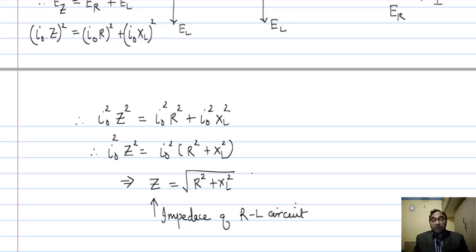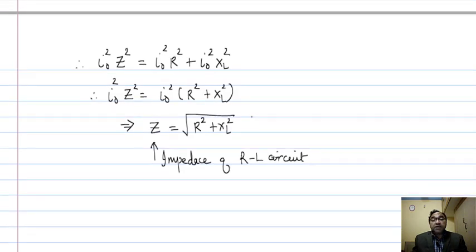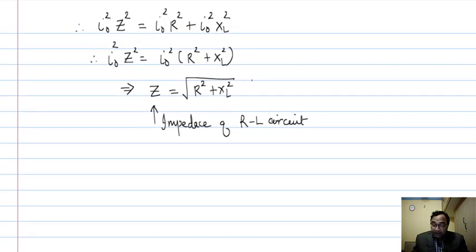We can clearly see that impedance depends upon the frequency of the source, while the resistance in a DC circuit does not depend on it. This is exactly how we can find the net resistance in an AC circuit, that is, the impedance. Now, the expression for the current. What will be the expression for the current?